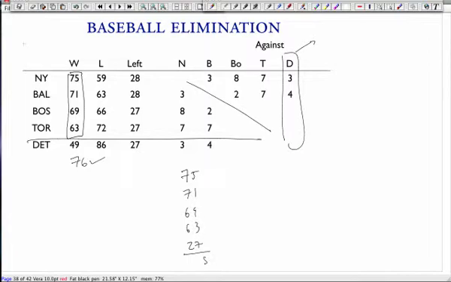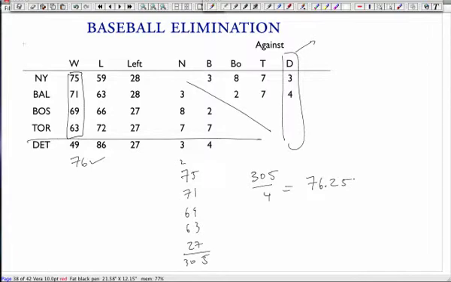10, 25, 14, 20, 305. There are 305 wins that are divided among 4 teams. So the average has to be 76.25.